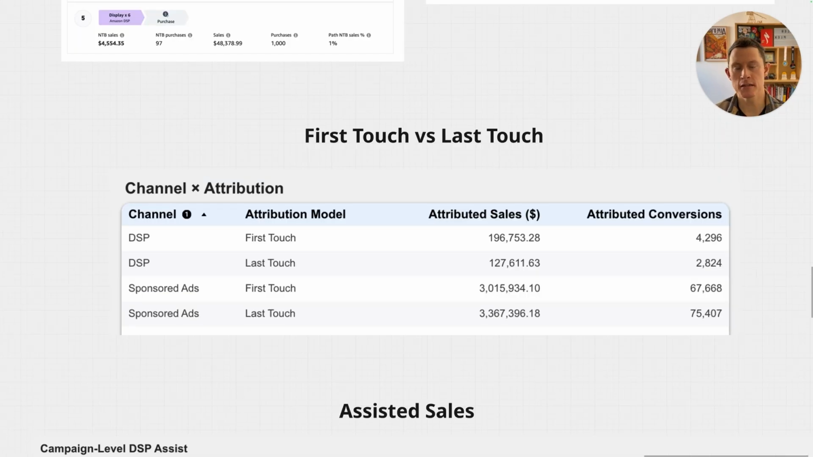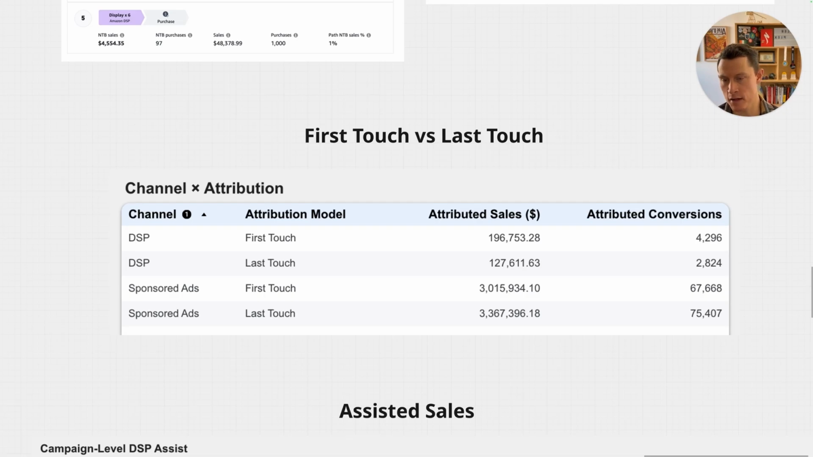Another AMC data set that we've used with great success trying to figure out incrementality is first touch versus last touch. This is an attempt to understand what impact DSP has at the beginning of a shopper's journey versus the end. In this particular account, we're shifting more towards a mid and upper funnel approach. So we're trying to shift more of the attributed sales and conversions to first touch away from last touch, which would be more of the retargeting, remarketing we talked about earlier.